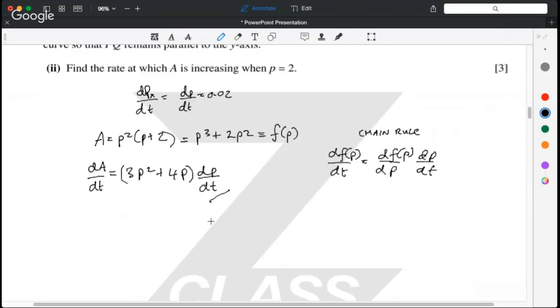Well, we know what dp dt is. It's 0.02, and they told us what p is. And that's all you need to get the answer.